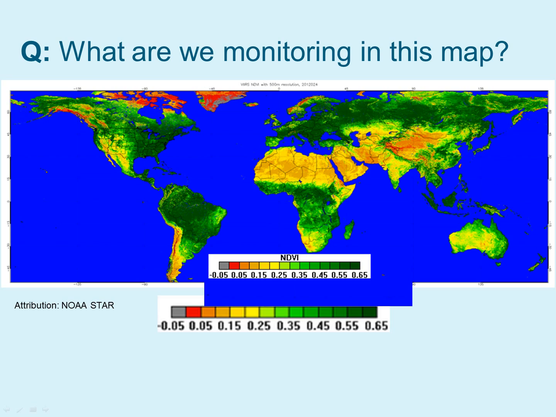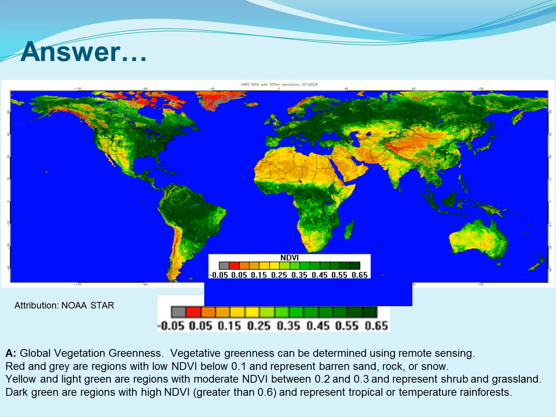Take a look at the tropical regions. You can see there's some bright green, and in the Tropic of Cancer here in northern Africa you can see some yellow. So we are taking a look at global vegetation greenness. Vegetative greenness can be determined using remote sensing.